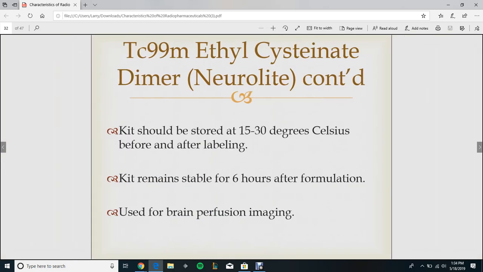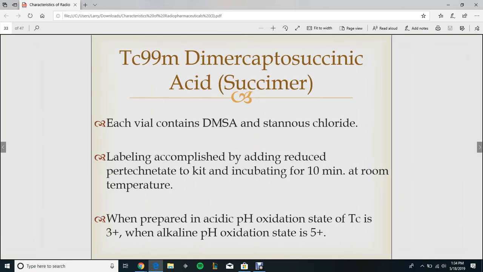Incubate for 30 minutes at room temperature. The kit should be stored at 15 to 30 degrees Celsius before and after labeling. The kit remains stable for 6 hours after formulation. It is used for brain perfusion imaging.